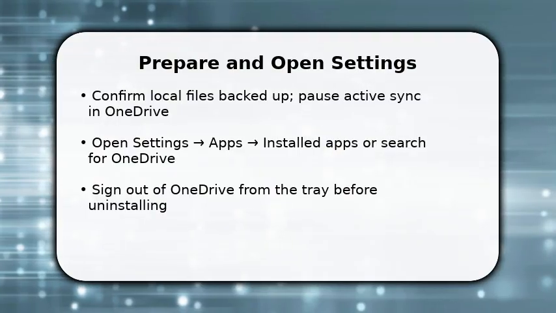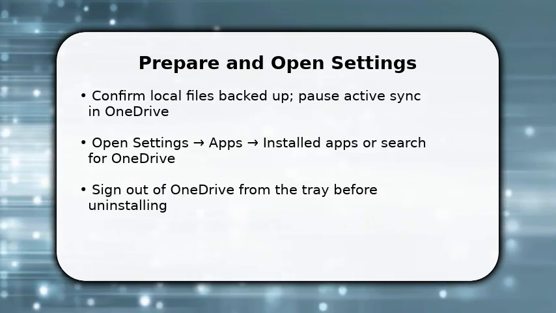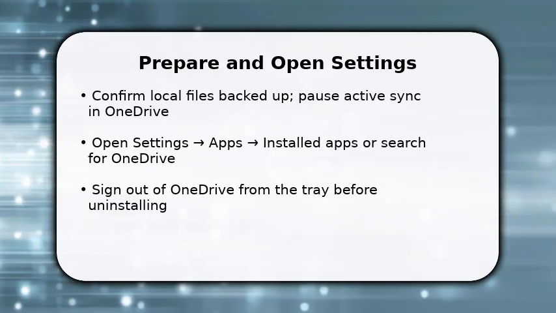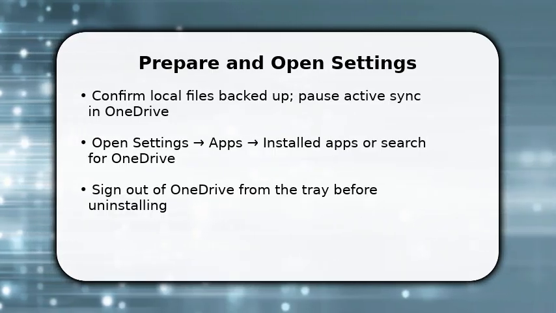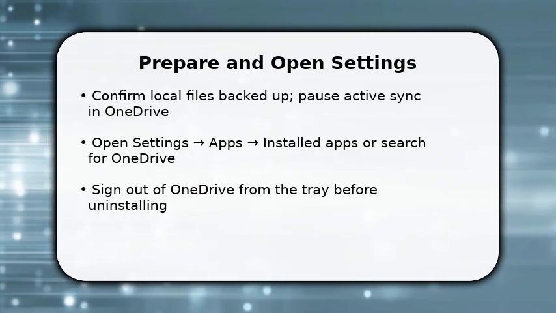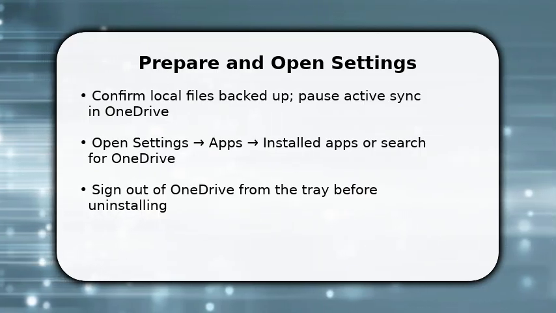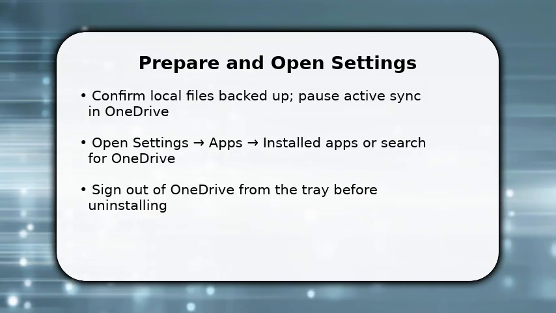You'll start by ensuring your files are safe and OneDrive sync is paused. Open Settings, go to Apps, then Installed Apps, or just search OneDrive. Sign out from the OneDrive System Tray menu so the client stops syncing. This prevents file conflicts. Once done, verify your important folders exist locally or in another cloud.